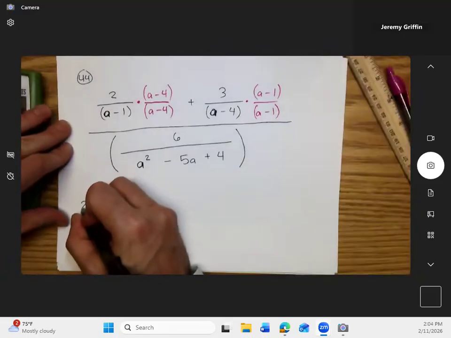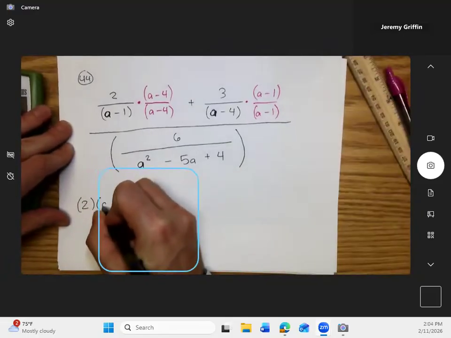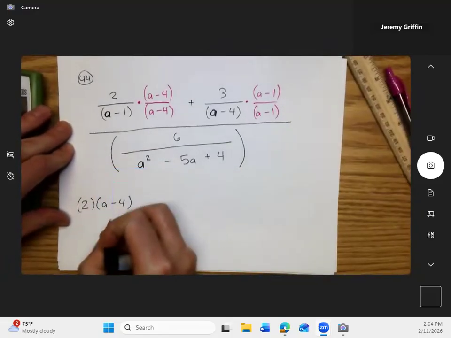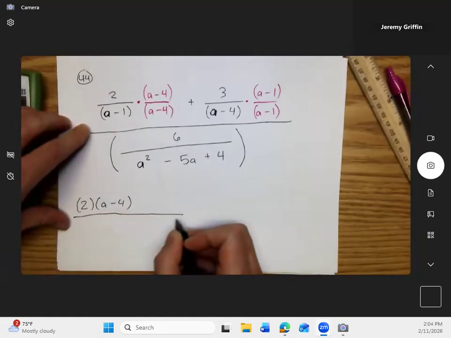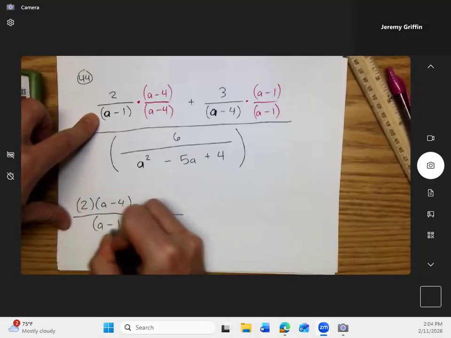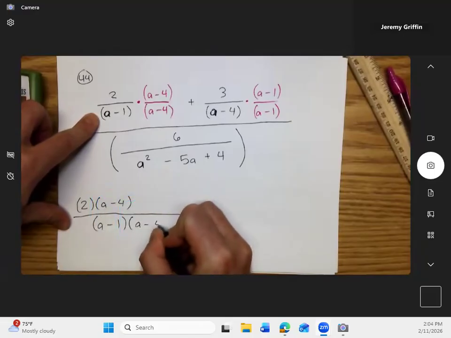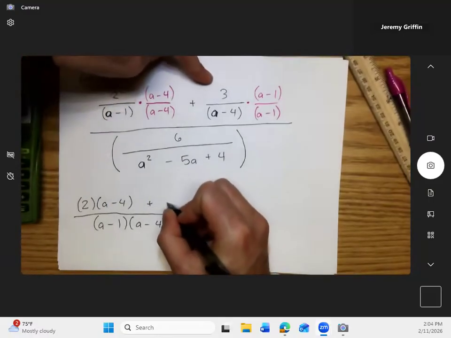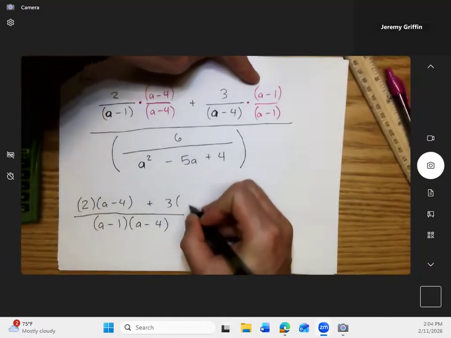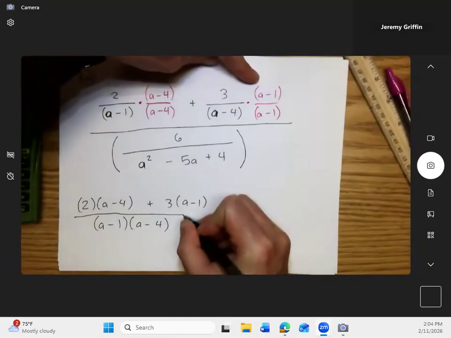Let's do 2. The outside is A minus 4, and you should watch out for this. And this is all divided by A minus 1, just for discipline. Like A minus 4. So I'll do plus 3 times A minus 1.